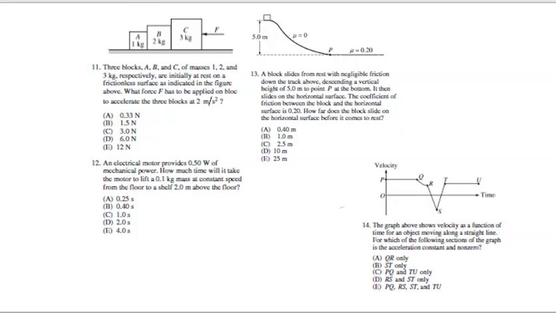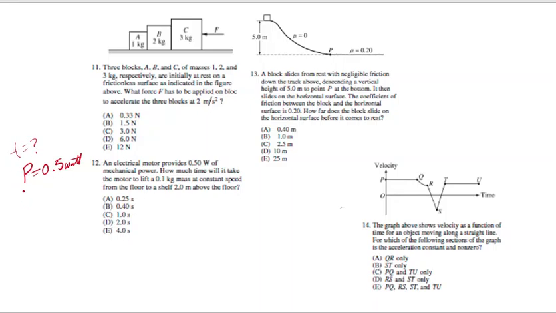Okay, so already did 11. Let me go ahead and do 12. An electrical motor provides a 0.5 watt mechanical power. Okay, so that's going to be P equals 0.5 watts. Okay, and let's see, how much time will it take? So we're going to be looking for time.